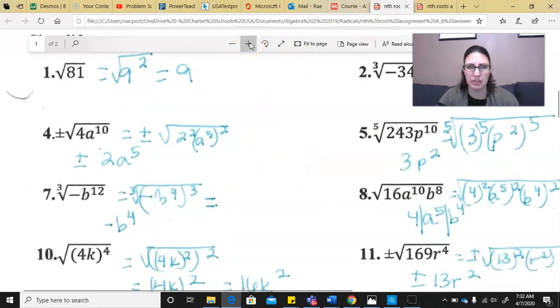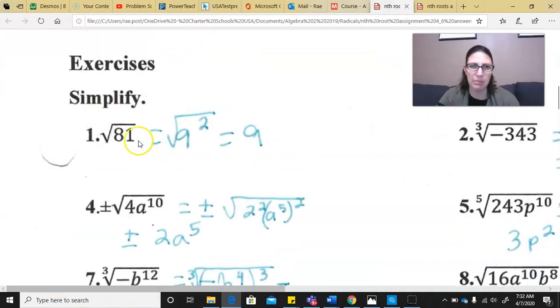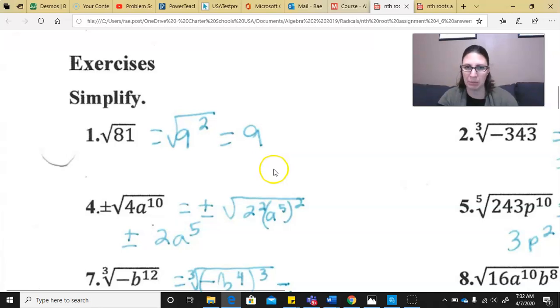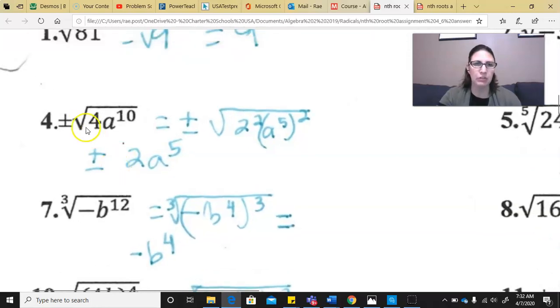So that's my fault. Hopefully you were able to get some of the more simple problems, like number 1. The square root of 81 is 9, because 9 squared, and we're using a square root here, is 81. You're looking for 2 of the same number. Notice that on number 4, for example, you can see how they have a plus or minus here. That's why you put your answer as a plus or minus. So just something to be on the lookout for. You'll see some of that on your assessment today.